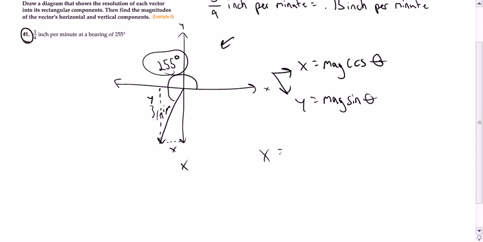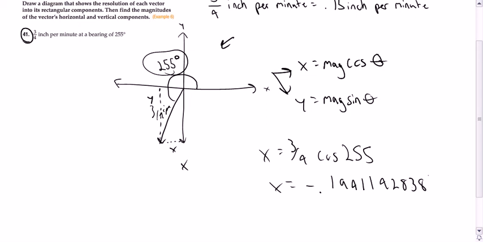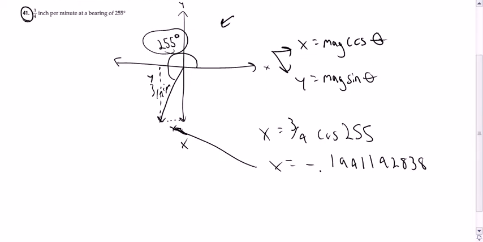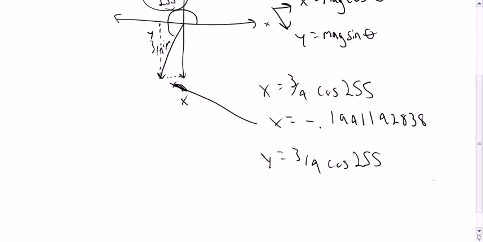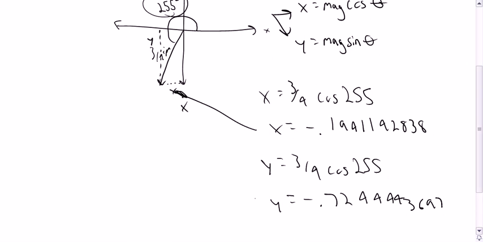So for the x, we get x equals 3/4 cosine 255, which is basically x equals negative 0.19411428838. So that would go here. And then for the y component, it's 3/4 cosine 255, which we solve for, and it gives us y equals negative 0.7244443697, which basically goes here.